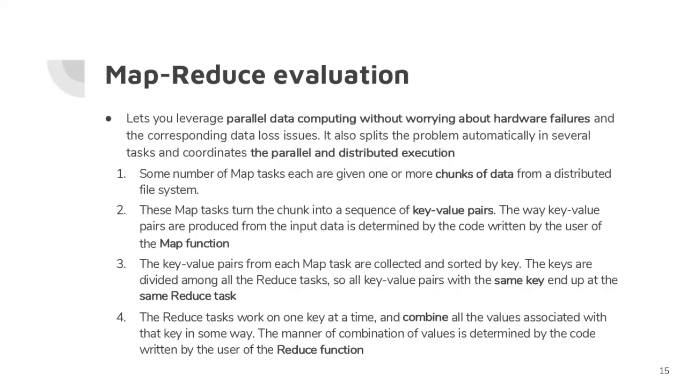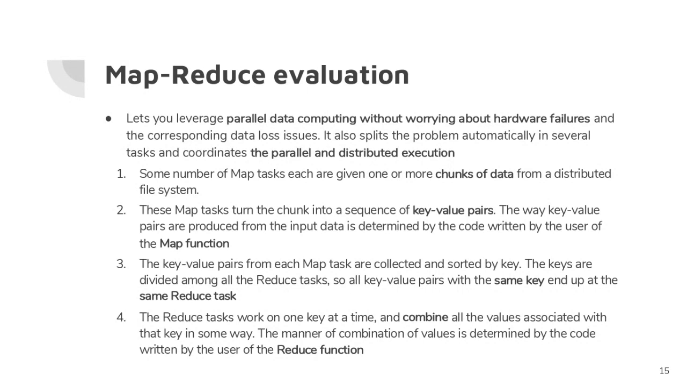And the way the key value pairs are produced from the input data is something you code. So you write a map function, so you specify how you're going to transform your chunk of data into a key value pair. And then the key value pairs from each map task are collected and sorted or grouped by key, and the keys are then divided among all the reducer tasks. So all key value pairs with the same key end up at the same reduce task.